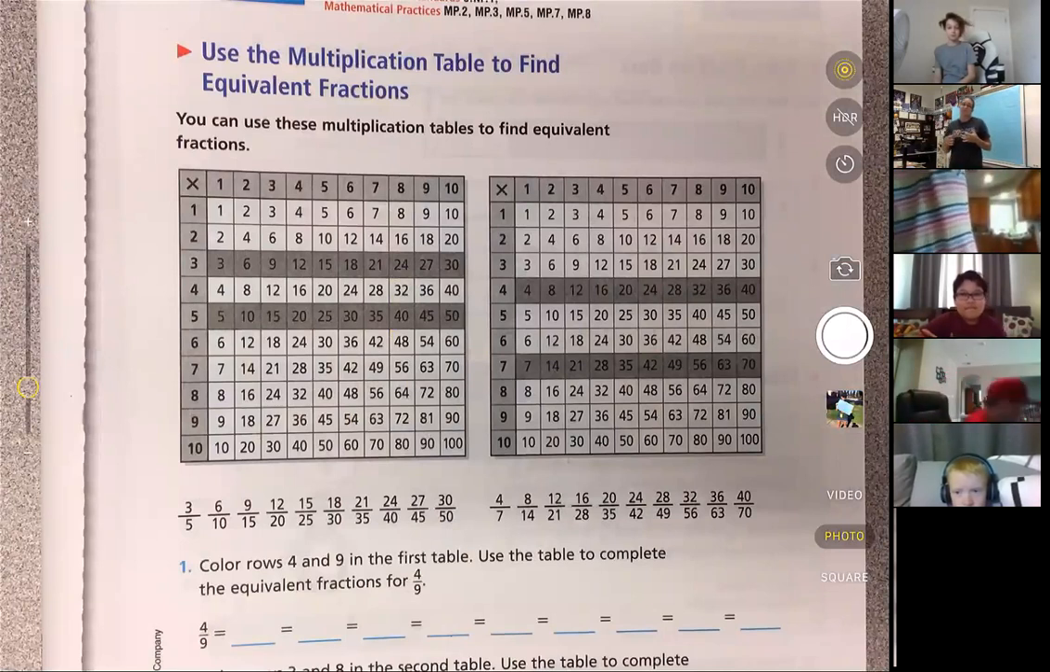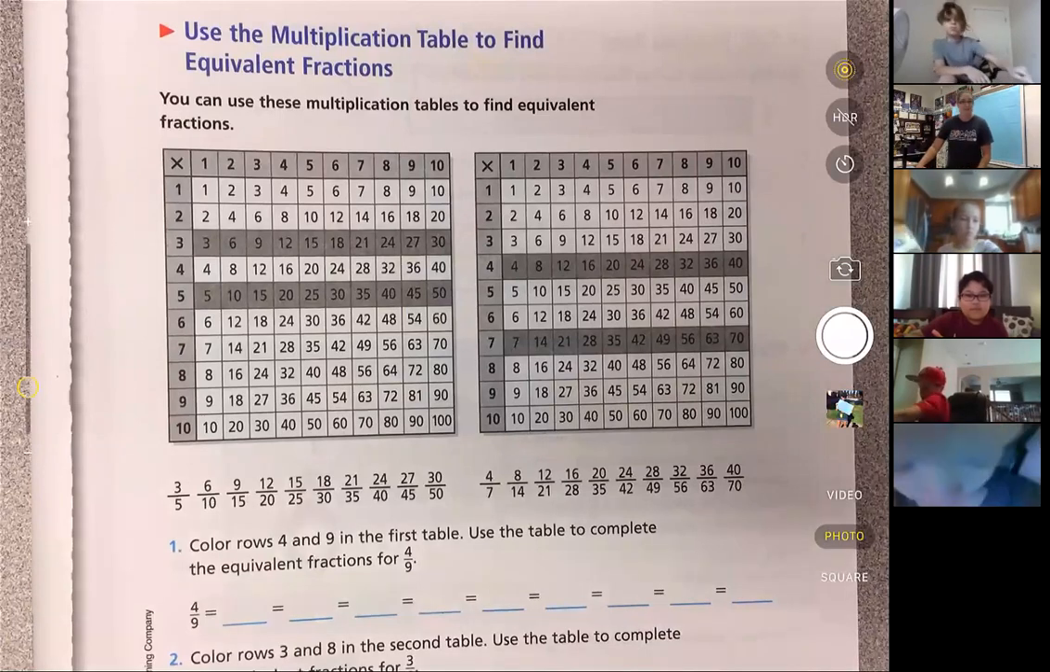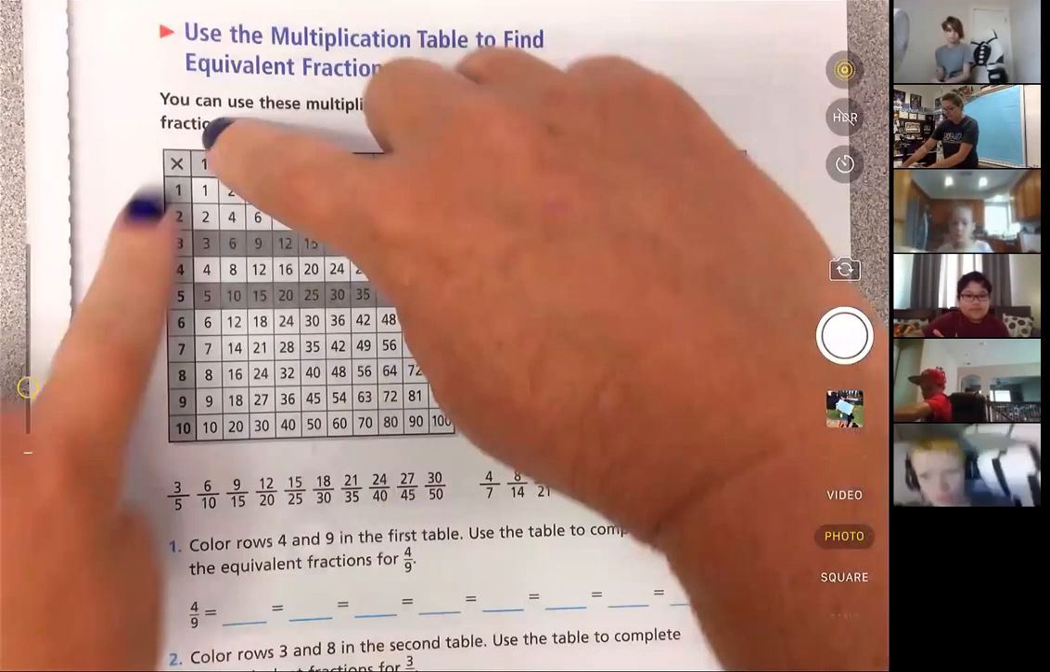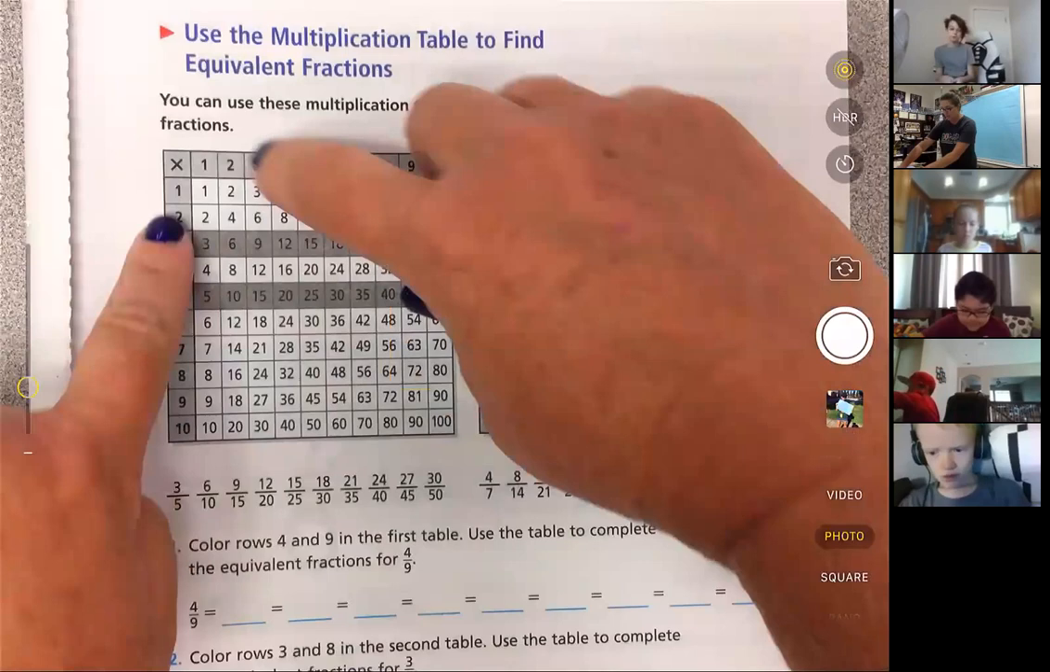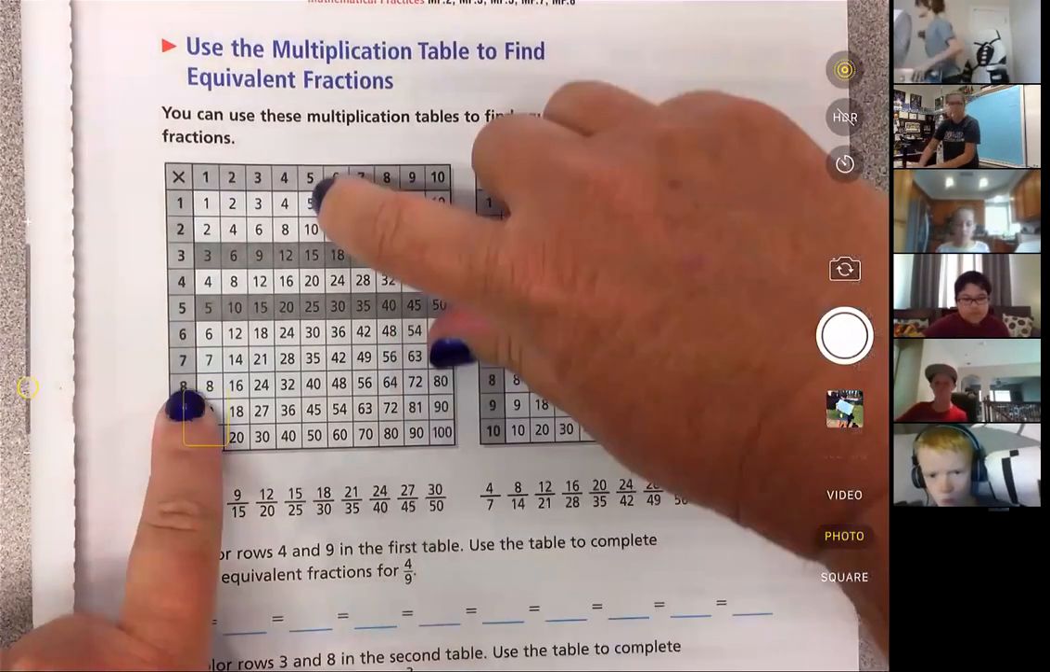But today we're gonna be looking at multiplication tables and how we can use these multiplication tables to help us find equivalent fractions also. So when I take a look at multiplication tables, you guys know how these work, right? You've got your numbers at the top and the bottom, and then if I said 1 times 1, oh, that's 1. 8 times 5, I go until they meet, oh, that's 40.